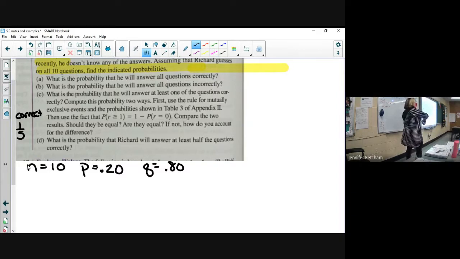And now we can go do the individual parts based on our R value. So A, they want to know the probability that he will answer all the questions correctly. So what does that mean? R is going to equal what? All the questions right. 10 questions, right? All 10 right.